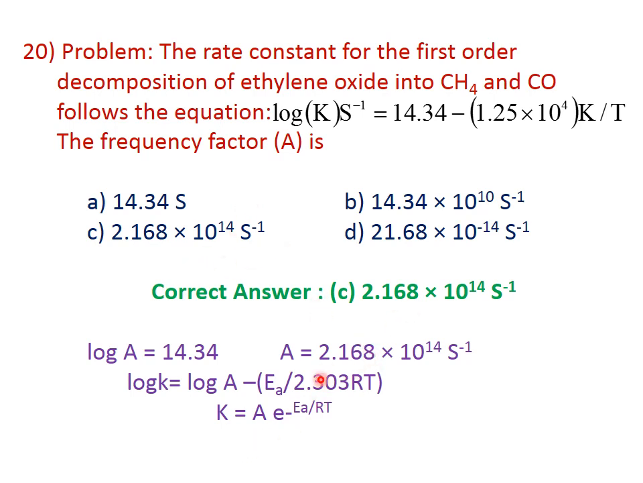If you take the antilog, you will get this value: 2.18 into 10 to the power of 14 second power minus 1. The correct answer for the question is C.